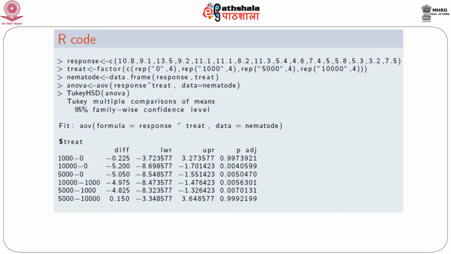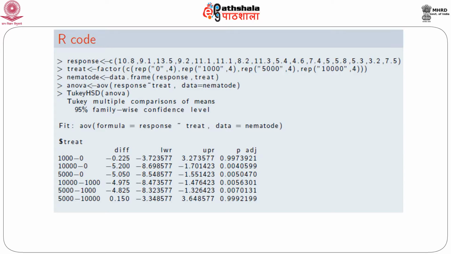So, here is the R code. Let us clearly understand the different steps. The first line is response assigned to c and the list of the data values. As we know by now, c is the R function for producing a vector. So, we are basically making a vector of all the observed values. The first component is 10.8, the next is 9.1, going on all the way up to the last one, which happens to be 7.5.